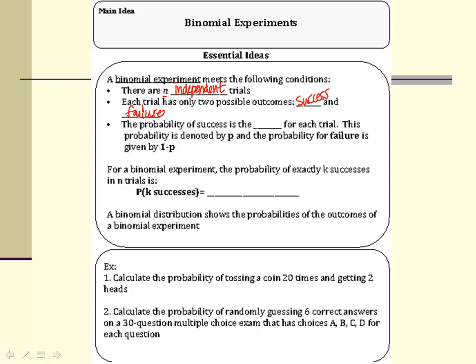The probability of success will be the same no matter what trial you do. And they're talking in terms of trials like flipping a coin or rolling a die or guessing on multiple choice exams, things like that. Success we denote by a P, and failure is the complement. It either is a success or it's not, and we do the complement with 1 minus the probability of success.